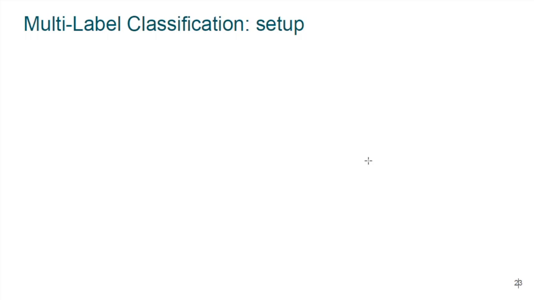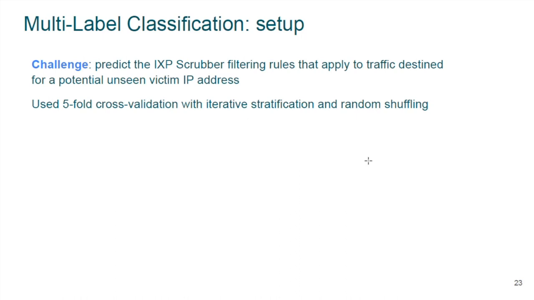So the characterization is a multi-label classification setup. We have flow records, and we want to see if there are some rules, some labels, that are associated with those flow records. The challenge is to predict the IXP scrubber filtering rules that apply to the traffic destined for a potential unseen victim address. Note that we didn't use the IXP scrubber rules in creating the flow corpus and so on. We use them as ground truth. So we want to see how good we are at predicting those rules.